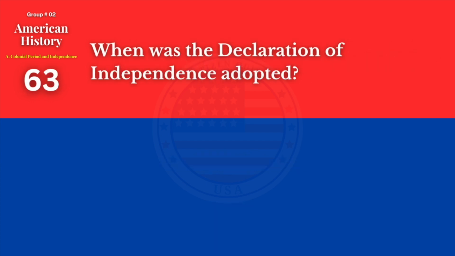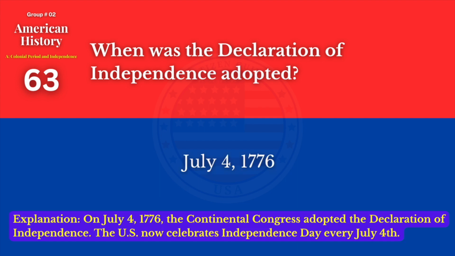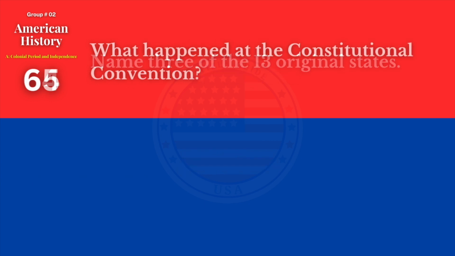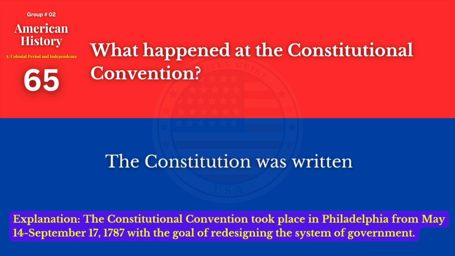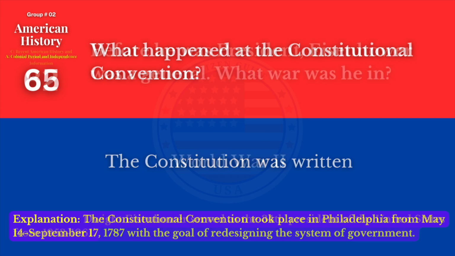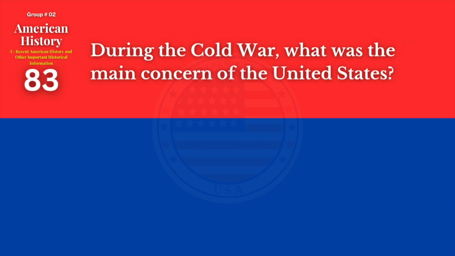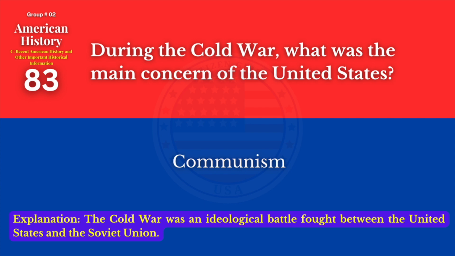When was the Declaration of Independence adopted? July 4, 1776. What happened at the Constitutional Convention? The Constitution was written. During the Cold War, what was the main concern of the United States? Communism.